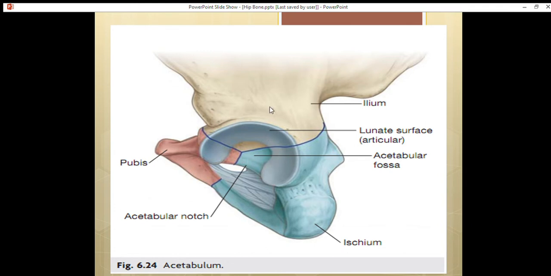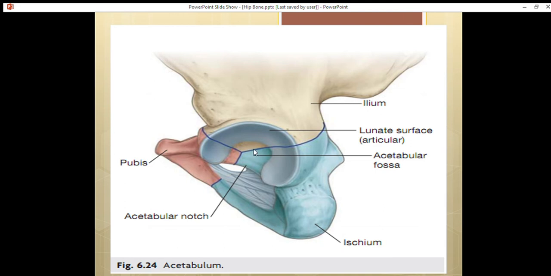Here you can see a cup-shaped cavity or a structure called acetabulum, which is present on the outer surface or lateral surface of hip bone. It is basically a structure present at the fusion point of the three parts of hip bone. You can see that the superior 2/5 is formed by the ilium. The antero-inferior 1/5 part is formed by the pubis bone, while the postero-inferior 2/5 part is formed by the ischium.